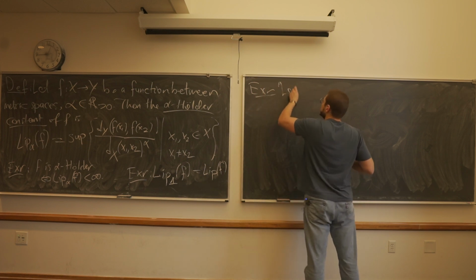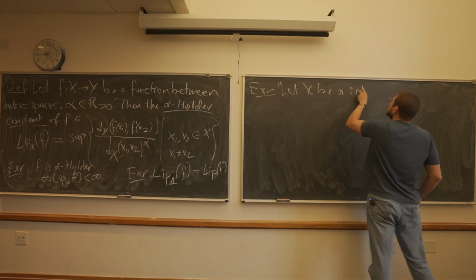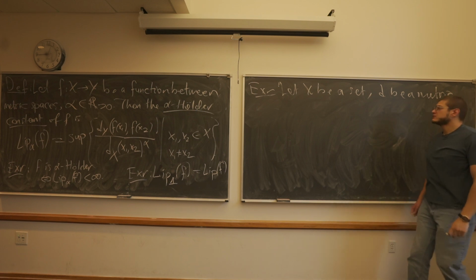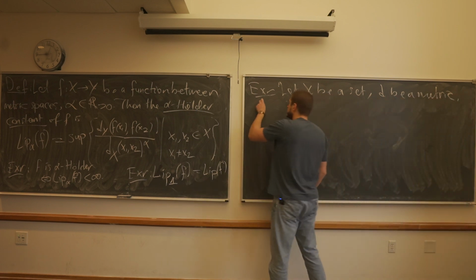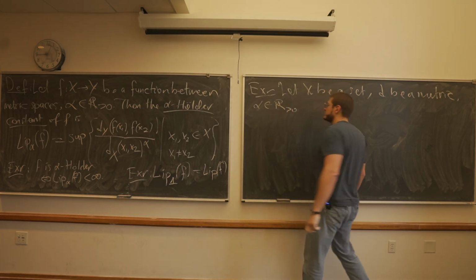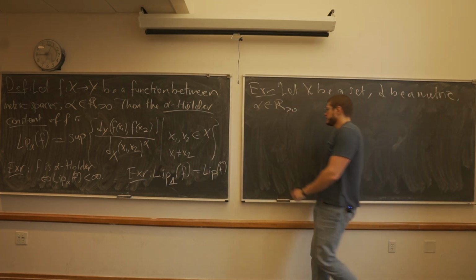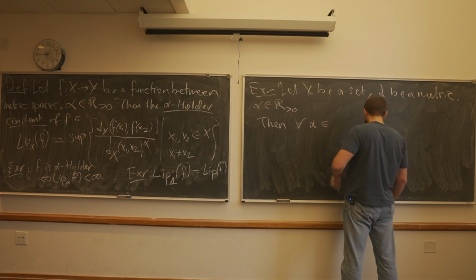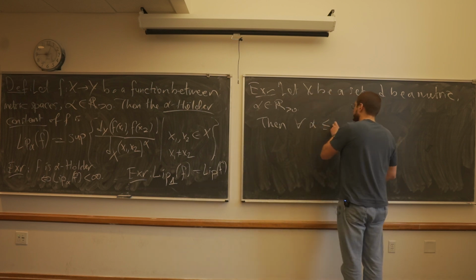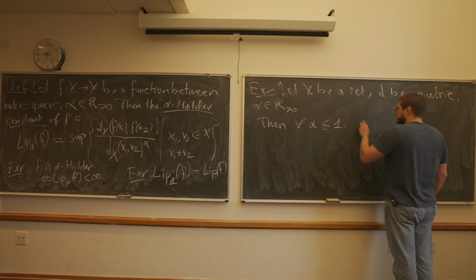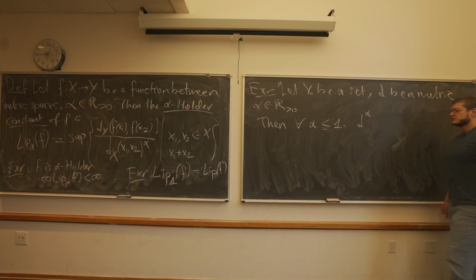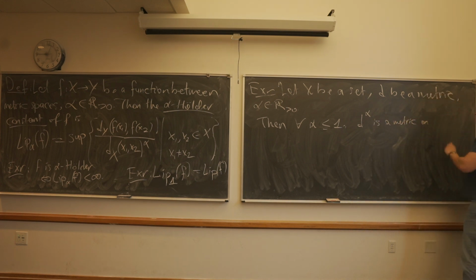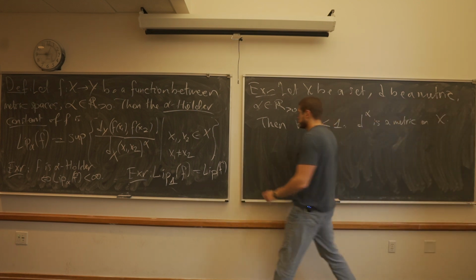So let X be a set, D be a metric on X, and alpha be a positive number. Then for any alpha less than or equal to 1, d to the alpha is another metric on X. That's 1.